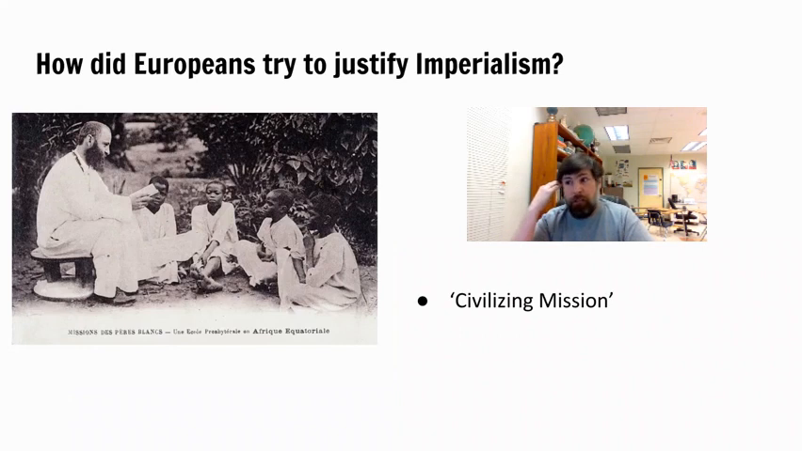You may remember when we talked about slavery, and it's important to know that slavery is over by now. Slavery ended in the middle of the 19th century. But Europeans can't just come out and say, well, we like being rich. So they have to dress it up, right? They have to make it sound better than it is. So one way that they tried to justify imperialism was through something called a civilizing mission.